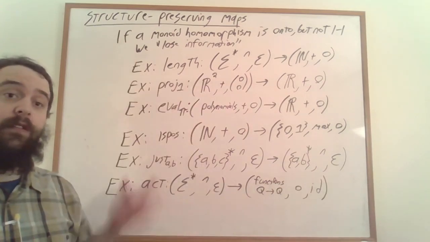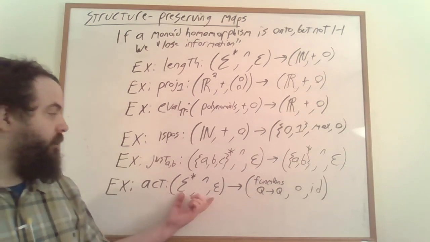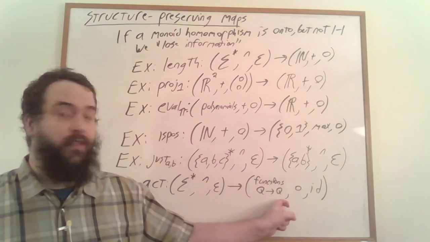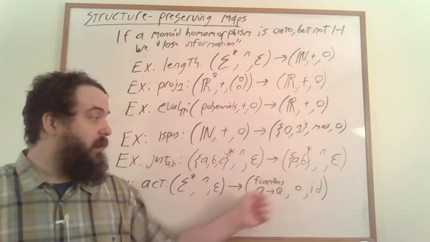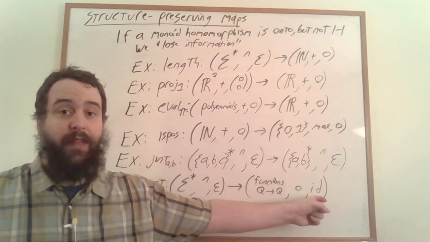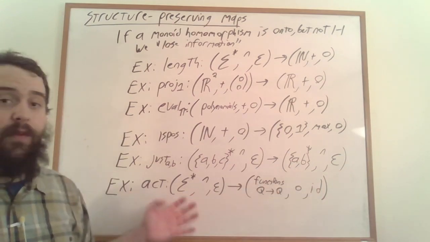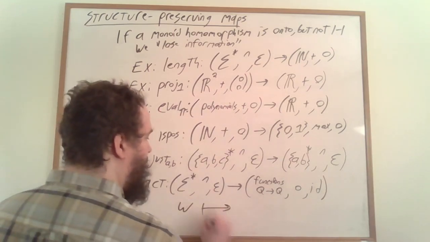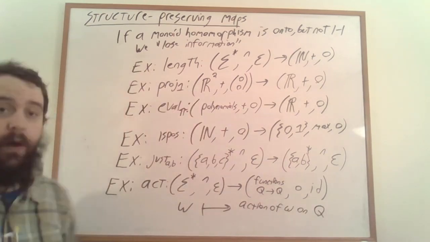Given a particular deterministic finite state automaton, we also have the example of a function from words to functions from the set of states to the set of states under composition. The set of all functions on a particular set form a monoid under composition, with the identity element being the identity function. And this monoid homomorphism takes in a particular word, W, and outputs the action of W on Q.